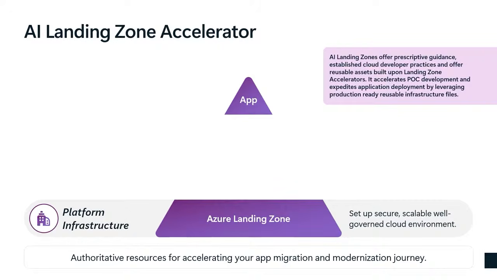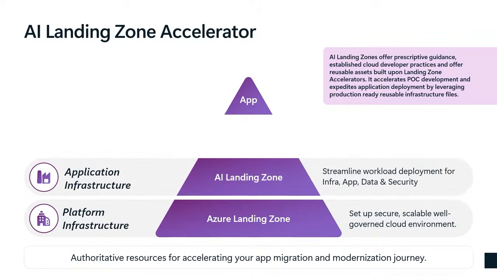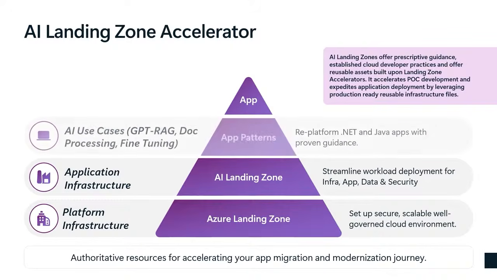Once you have that, on top of it, you set up your application infrastructure with AI Landing Zones. And then on top of it, you do your development for your application use case, whether that's a RAG or a document processing or fine tuning, and deploy that. Then your AI application goes into production. So there's a lot of things that need to happen before an AI application gets into production. And both Azure Landing Zones and AI Landing Zones help you accelerate quite a big portion of that.